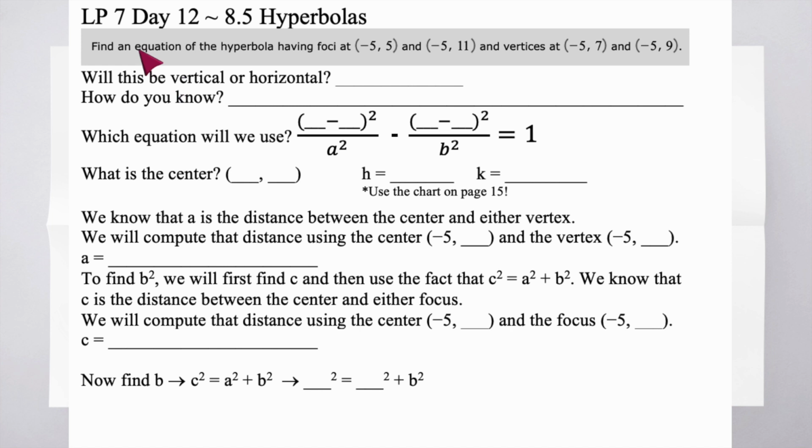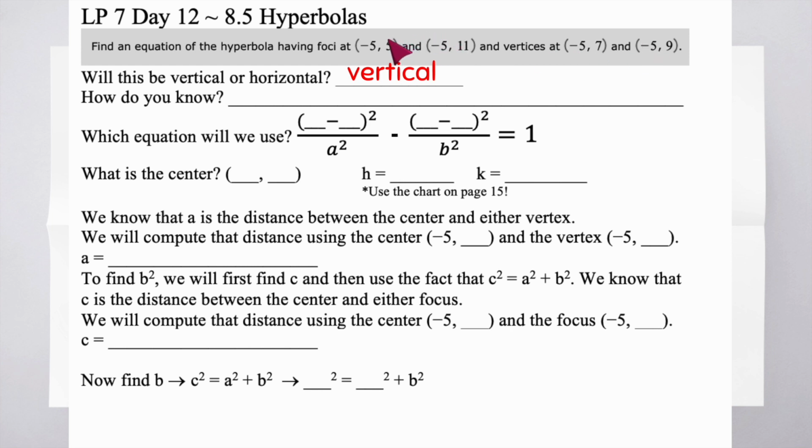So, find an equation of a hyperbola having foci at (-5, 5) and (-5, 11) and vertices at (-5, 7) and (-5, 9). I'm hoping right away that we notice there's a -5 in each one of these coordinates, and they're all in the x coordinate. That tells me they're all going up and down, so this is going to be a vertical hyperbola, or it's going to have a vertical transverse axis, because they're all at -5 on x.